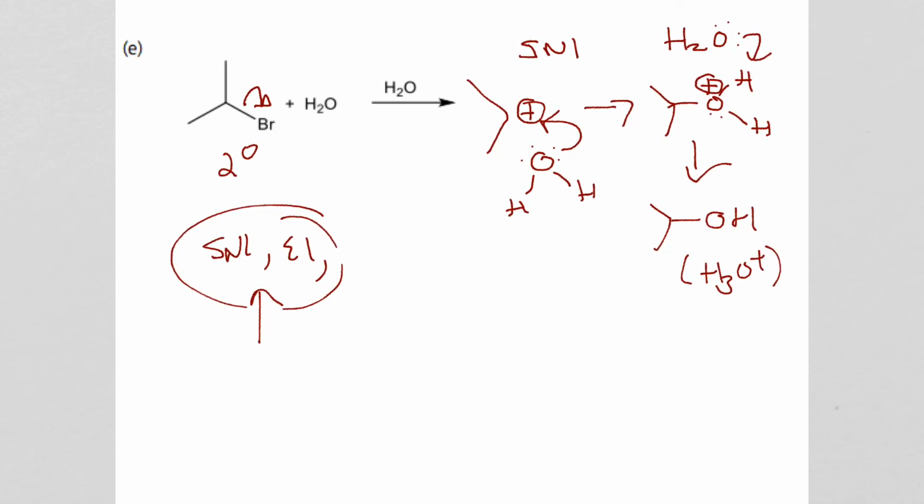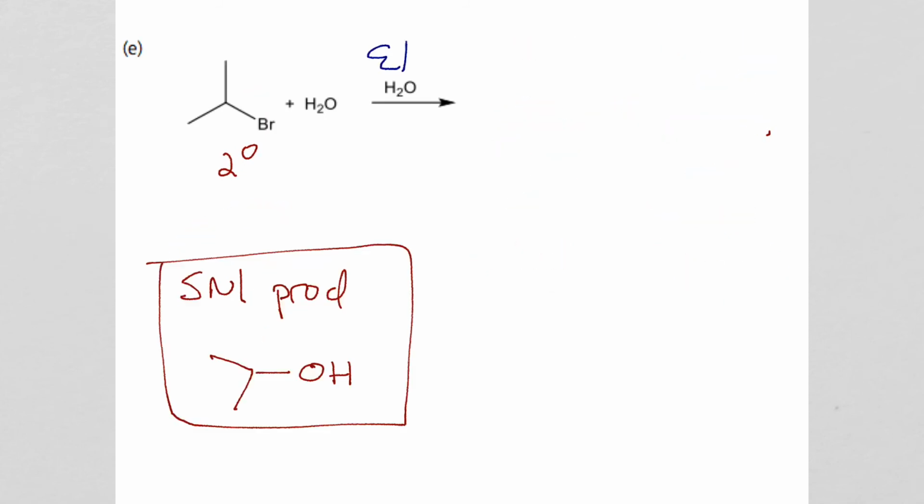And this reaction, where the solvent also acts as a nucleophile, is sometimes called a solvolysis reaction. Lysis means to break something open, and so the solvent is acting to break off the leaving group, is one way to think about that. Okay, so that's what would happen if it were an SN1 substitution reaction.